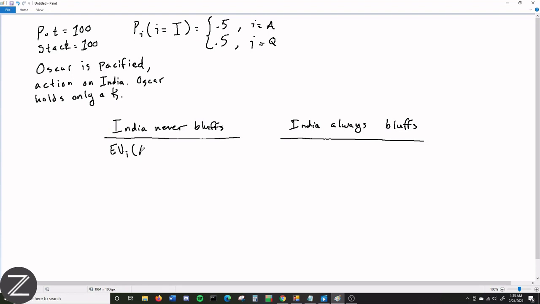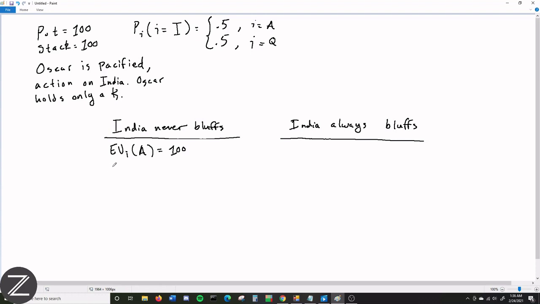for India's ace. Now in this scenario, India never bluffs, so Oscar should just never call. And so it's impossible to make the nuts indifferent between betting and checking in position here without some sort of rake structure. So in this scenario, the ace is always going to bet and Oscar is always going to fold. So the ace is just going to take down the pot of 100.